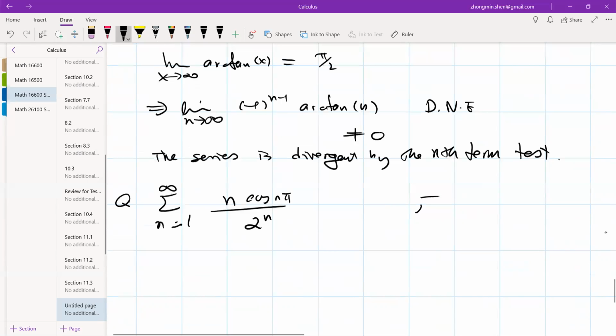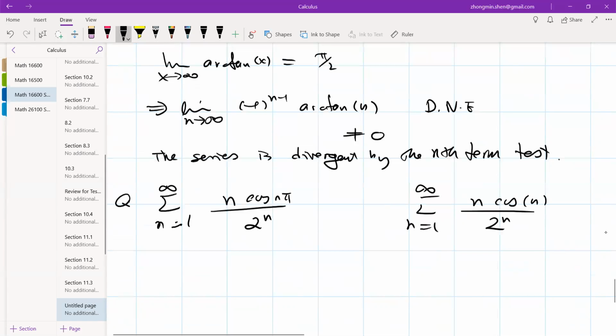We have two problems here. I think the second one is difficult to do right now, but we are going to study that later. Look at the difference between those two, a tiny difference here. Here's cosine n pi. Here's just cosine n.